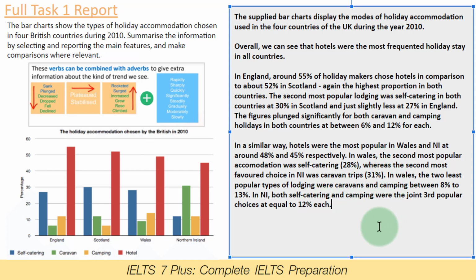Let's read back to ensure that I have not made any mistakes grammatically. In Wales, the two least popular types of lodging were caravans and camping, between 8% to 13%. In Northern Ireland, both self-catering and camping were the joint third least popular choices. Let's add this in. Least popular choices at equal to 12% each. Great, so I've really given some good detail at the end there. Let's take a look at the word count.